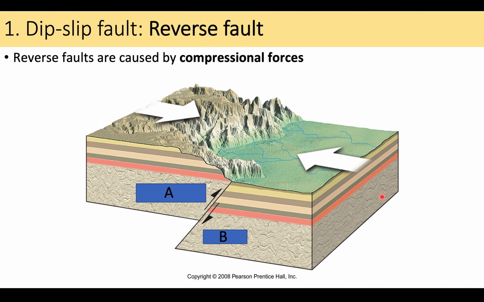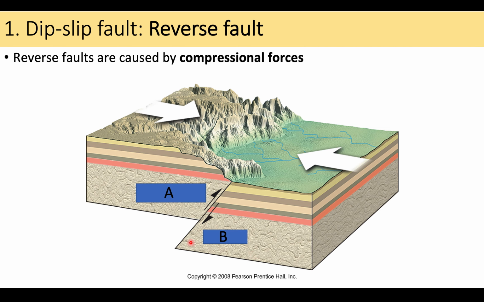Now the opposite of a normal fault we call a reverse fault. It's still a dip-slip fault because we have vertical motion. However, this fault line, or this motion, is caused by compressional forces. So let's figure out which one is our hanging wall and which one is our foot wall. We have A and B.